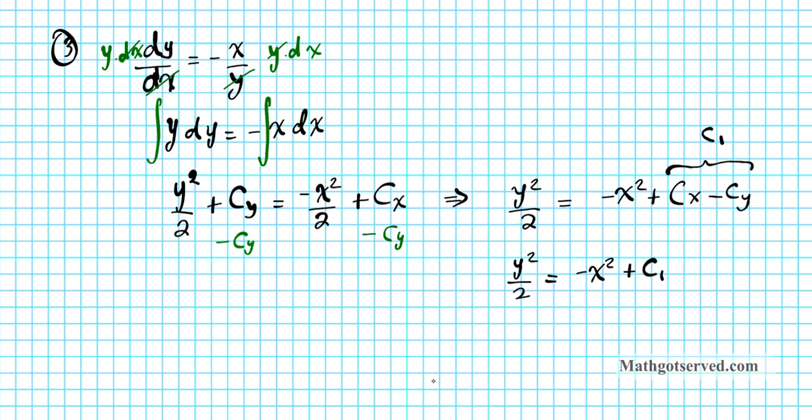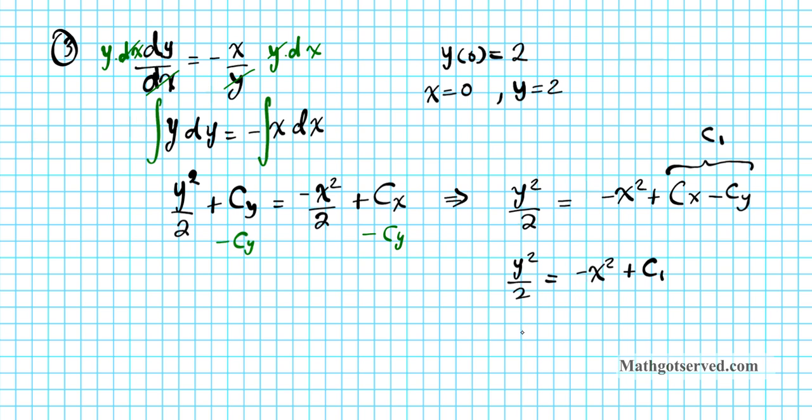Now, the initial condition would help me determine the value of C1. The initial condition was, if you remember, y(0) equals 2. What does this mean? It means that when x is 0, y is what? 2. As simple as that. So I'm going to plug in these two values into this equation, and it will help me find the particular solution that we're looking for in this situation here.